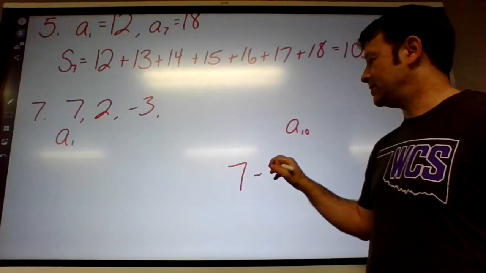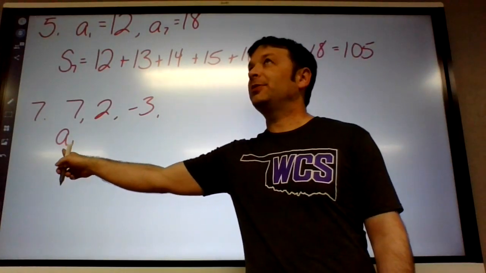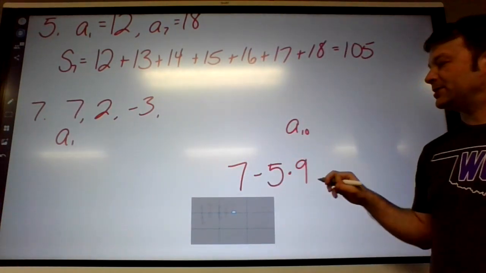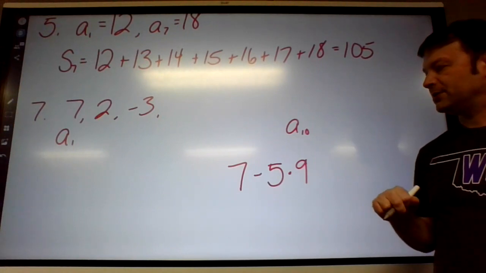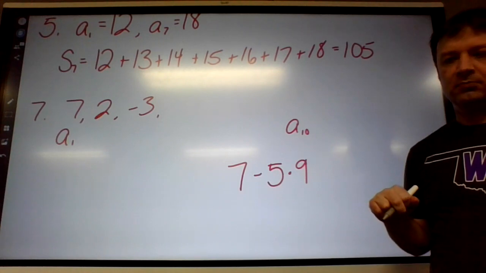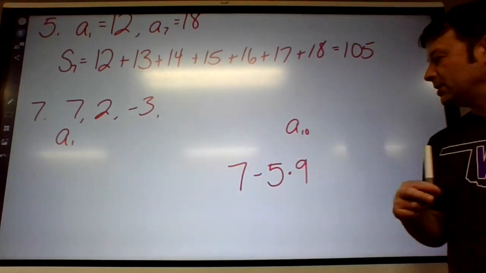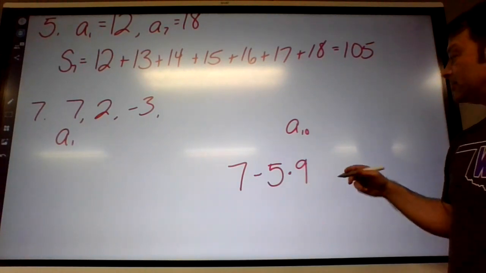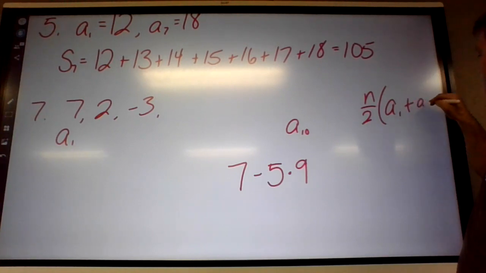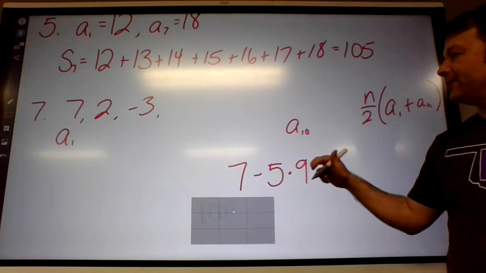You could do 7, take away 5. How many times? How many terms are there between 1 and 10? 9. So we could just do 7 minus 5 times 9. On number 6, do we use the formula? I'm not going to say you have to do it one way or the other. Yeah, I'm going to go ahead and use the formula on this one. So I'll write it over here again. So 7 minus 45 is negative 38.